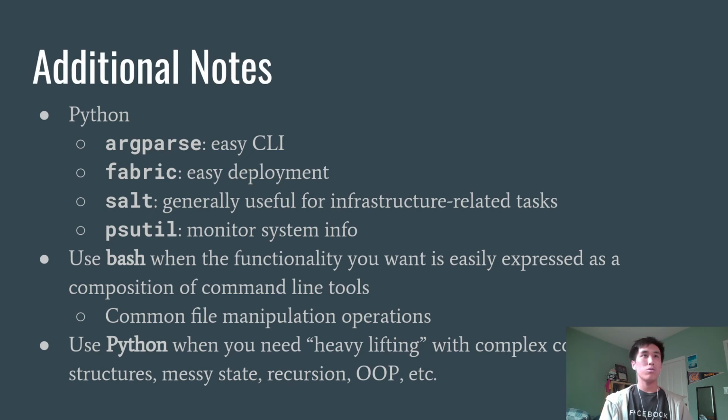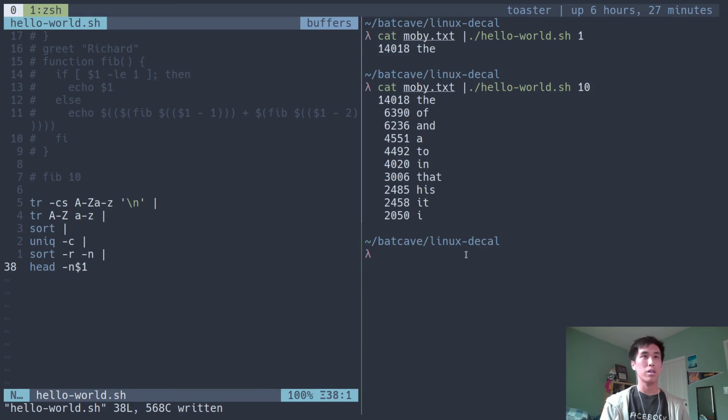Oh yeah, and just some additional notes. As you saw before, writing Fibonacci in Bash isn't exactly the best, which is why you can actually write shell scripts in Python. As long as you change the interpreter to Python, because Python has some pretty cool stuff like argparse, fabric, salt, psutil, and you're able to do a lot of heavy lifting with that. Complex data structures, recursion, OOP. And I'd say honestly, use Bash when the functionality you want is easily expressed as a composition of command line tools, kind of like the one over here, as you saw.